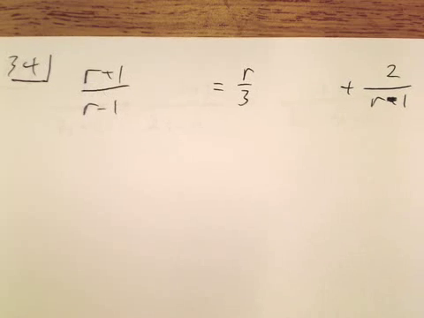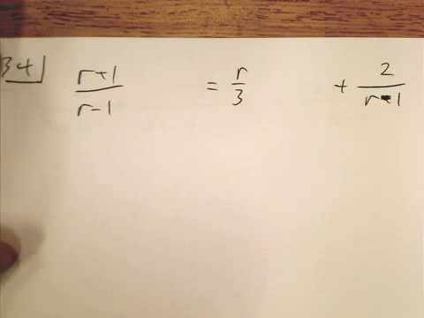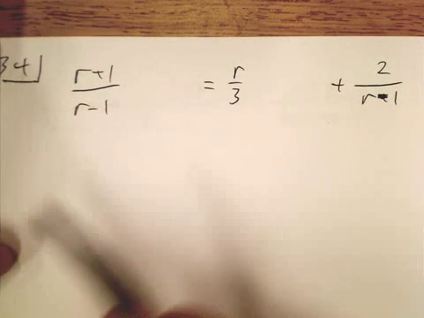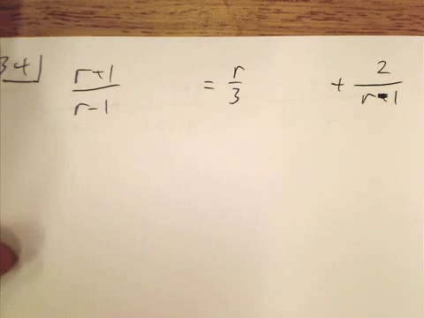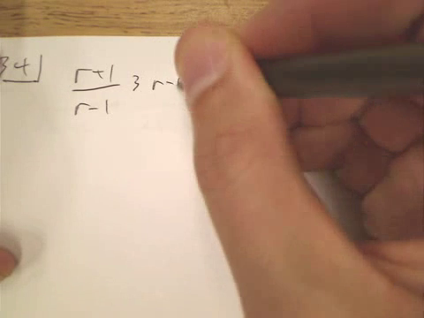Okay, we're going to go over 34 and 36, and then I'll cut you loose to do a few. So if I look at 34, I already spaced this out. My common denominator is 3 and r minus 1. I'm just going to put them both. So I have 3 and r minus 1.